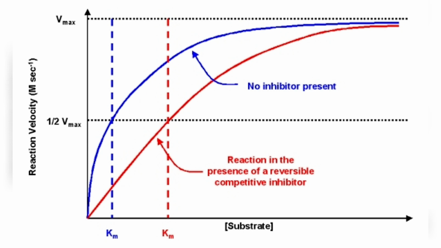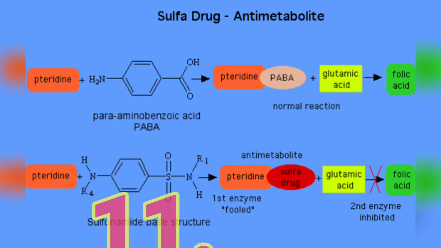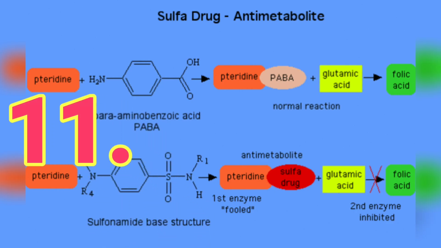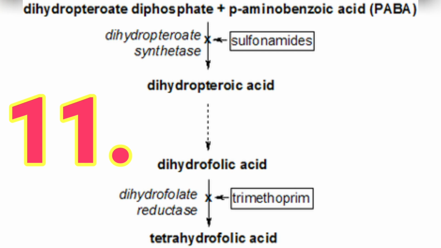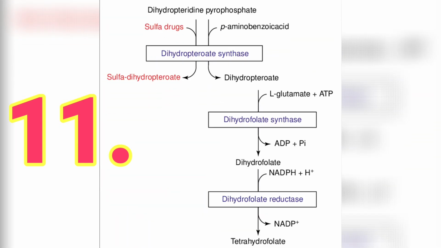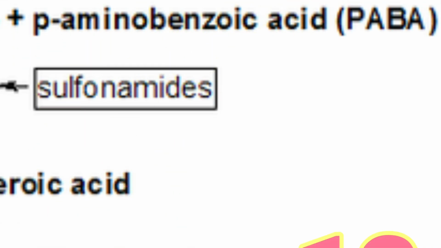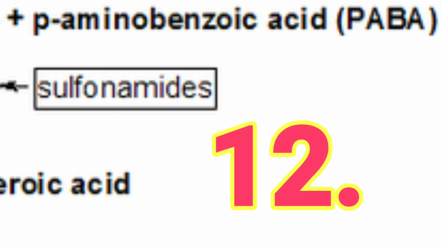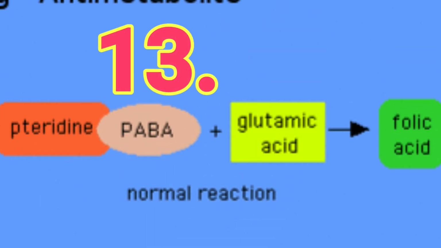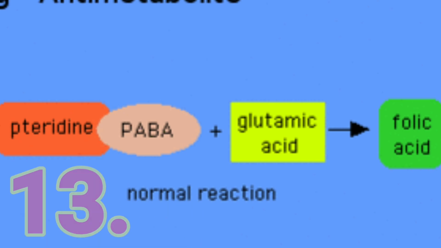Sulfa drugs are competitive inhibitors of para-amino benzoic acid, PABA, which is required by bacteria to produce folic acid for their growth. PABA is the abbreviation of para-amino benzoic acid.